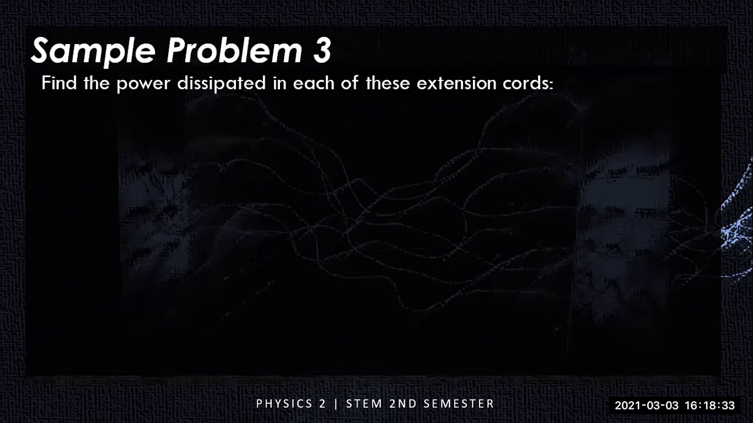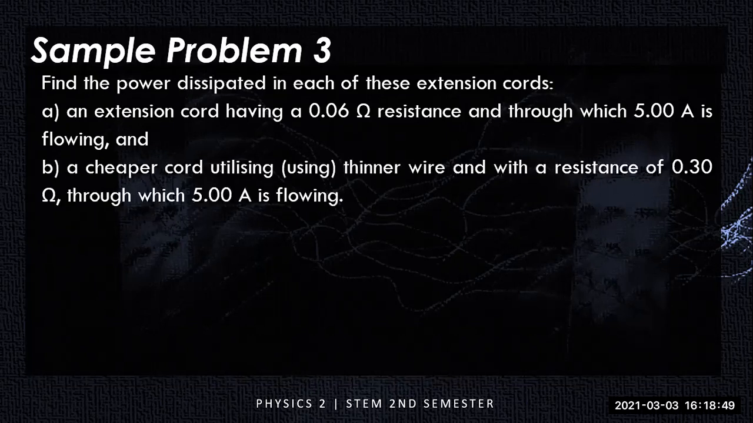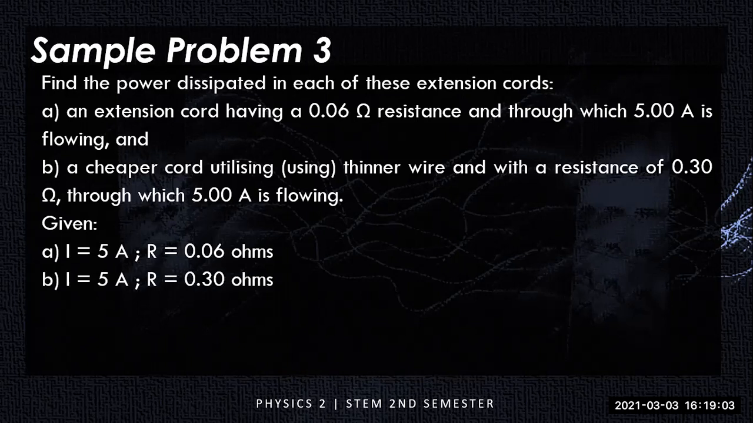Next, for sample problem number 3, we have: find the power dissipated in each of these extension cords. So we have 2 extension cords. First is an extension cord having a 0.06 ohm resistance through which 5 amperes is flowing, and a second extension cord, which is a cheaper cord using thinner wire, with a resistance of 0.3 ohms through which 5 amperes is flowing. So the given is 5 amperes and the resistance is 0.06 ohms. For the second one, it is 5 amperes and 0.3 ohms.